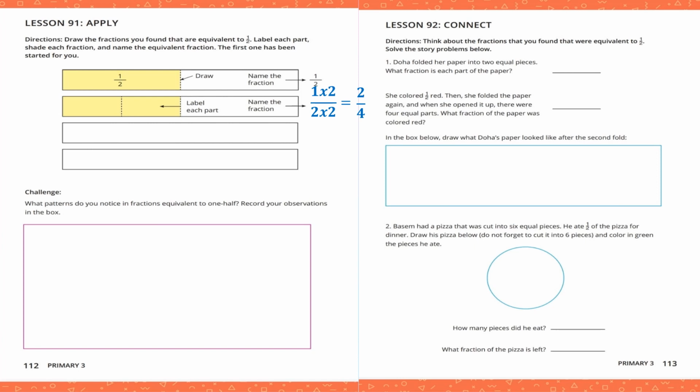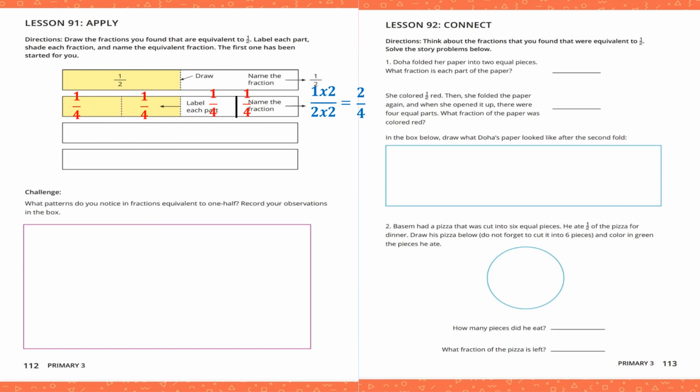The denominator here is 4. So I need to divide this bar into 4 equal parts. So I will make 3 dashes. 1, 2, 3. I have here 4 equal parts. 1, 2, 3, 4. And each part is called 1/4 or 1 over 4.